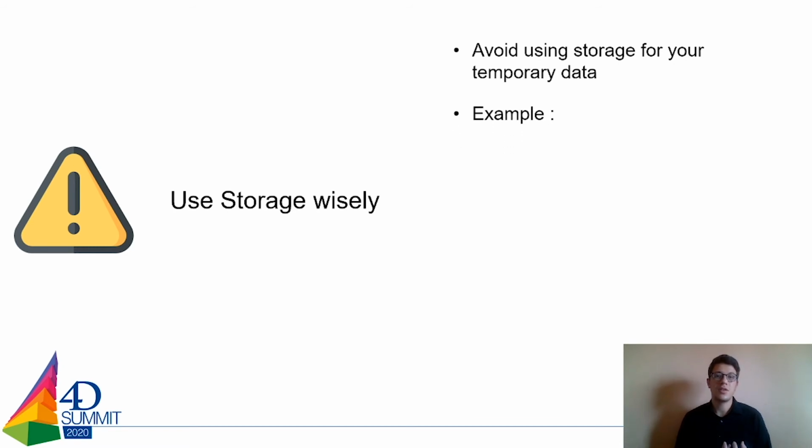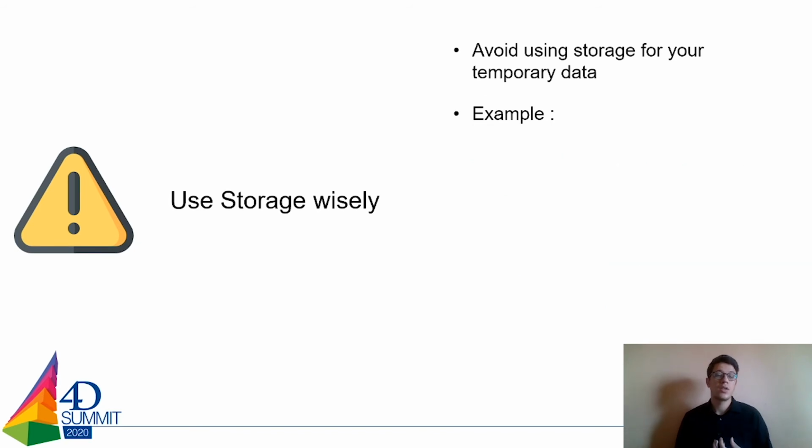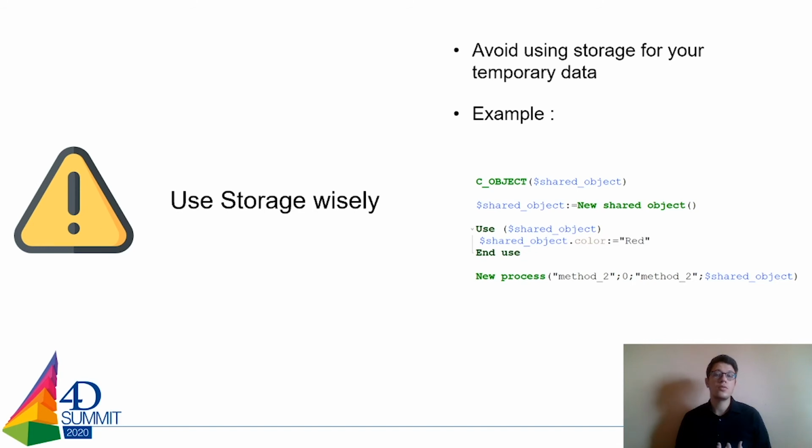For example, suppose that you define a new shared object that you put in your storage. You use inside your application this new object. Then at a certain moment, you remove this object from the storage. So that means that this object, the shared object, was temporary, and you shouldn't have done it that way. So here you could have just used the normal shared objects, create a shared object, then share it to that process that is going to need this new object and work that way.